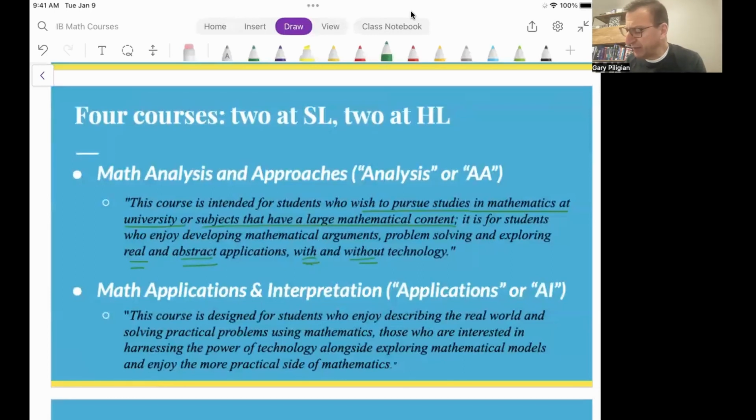All right, so what the heck is this animal called math applications and interpretations? This course is designed for students who enjoy describing the real world and solving practical problems using mathematics. It's for those who are interested in harnessing the power of technology alongside exploring mathematical models and enjoy the more practical side of math. So if you're the kind of student who asks, when am I ever going to use this stuff? That is probably a good hint that you would enjoy the math applications course a little bit more than the math analysis course.